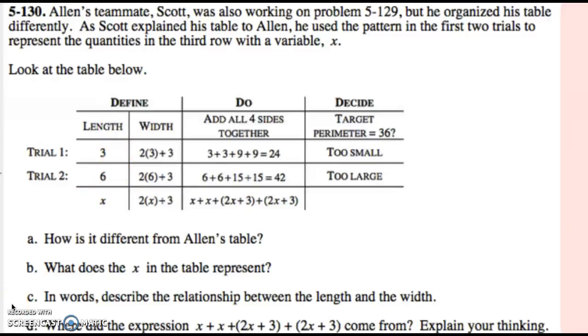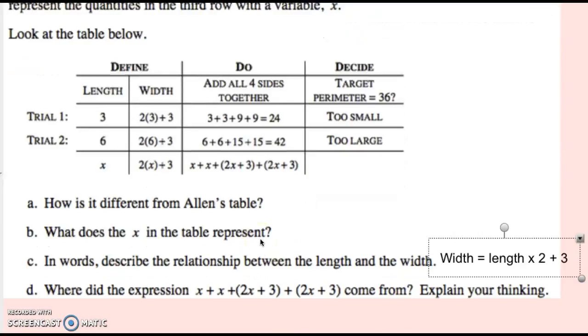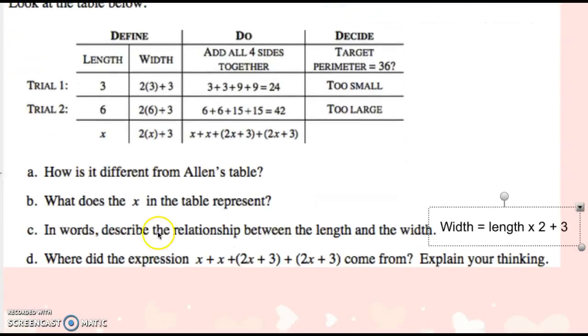In words, describe the relationship between the length and the width. So how does the length compare to the width? So take a second, write your answer, and then press play. The relationship between the length and the width is, to find the width, you take the length, so x, times 2 plus 3, and that will give you the width. That's the relationship between them.